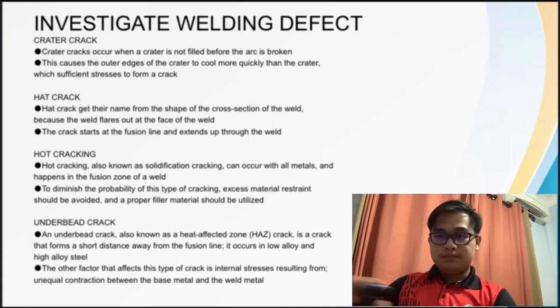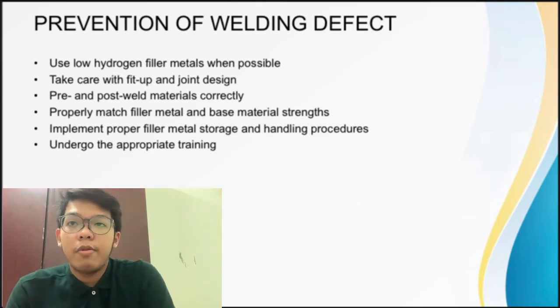Thank you. So these are the ways of prevention of welding defect. First one is use the low hydrogen filler method when possible. Take care with fit-up and joint design, pre and post weld material correctly, properly match filler metal and base material strength, implement proper filler metal storage and handling procedure, undergo the appropriate training.